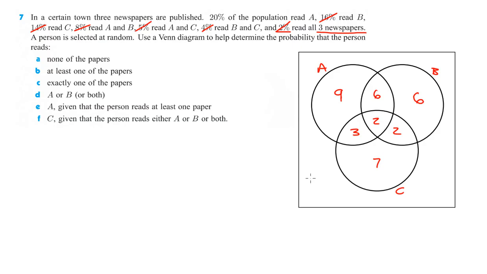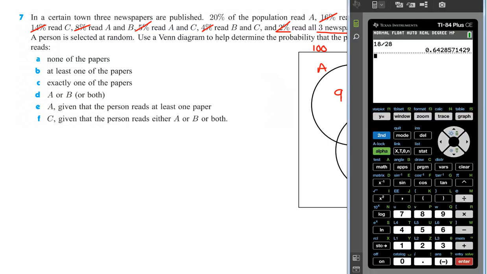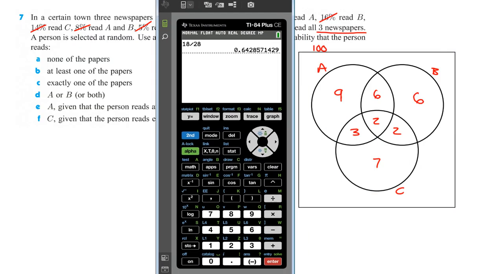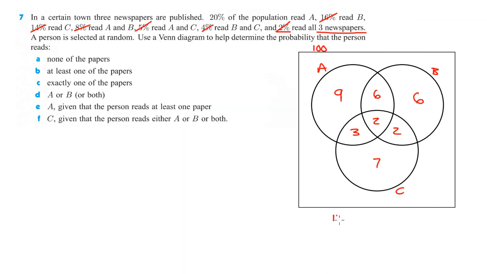Okay, now we also need to figure out how many people didn't read any newspaper, right? Because we know that since it's a percent, all of this has to add up to 100%. So what we want to do is add all of these numbers up here and then figure out what the difference is from 100. Okay, so I added all these numbers up here and got 35. So since there's 100 total, 100 minus 35 is going to leave us with 65. So there's 65 people, or 65%, who didn't read any of the 3 newspapers.